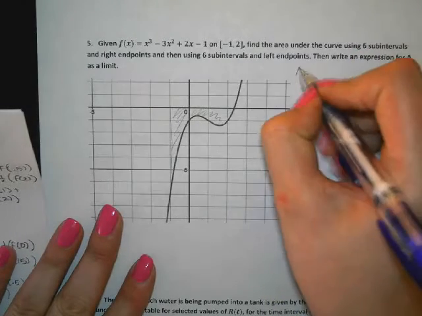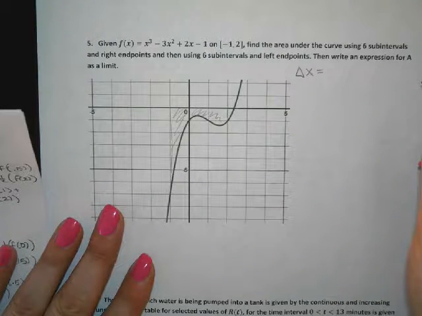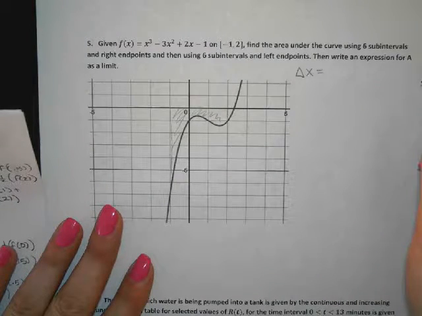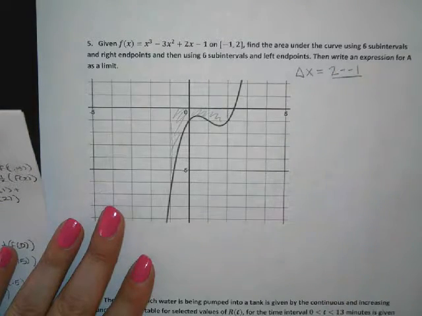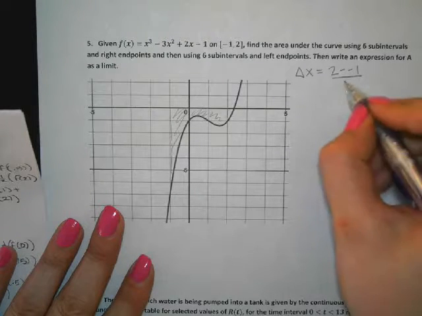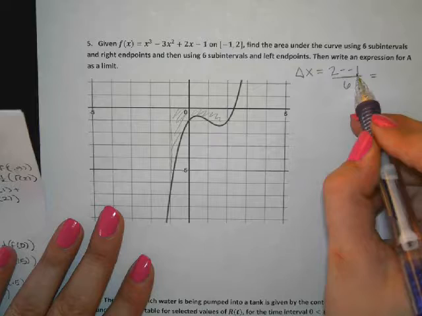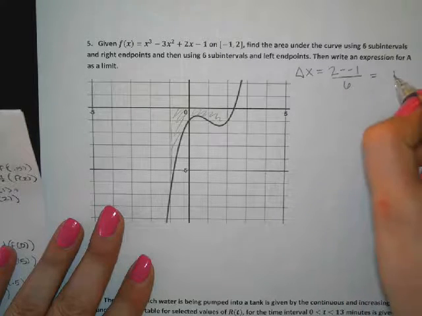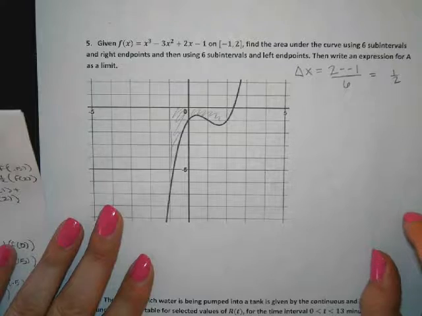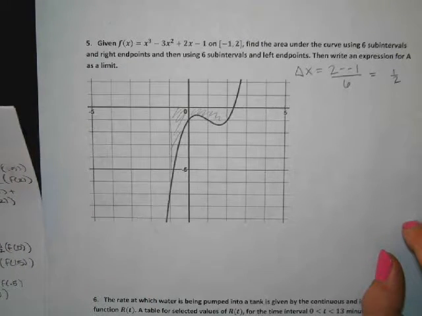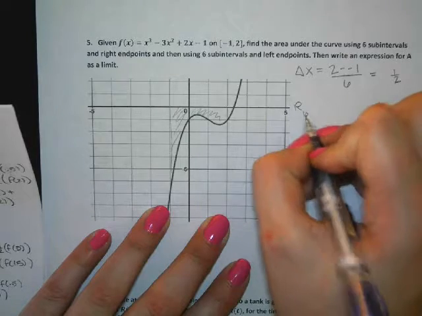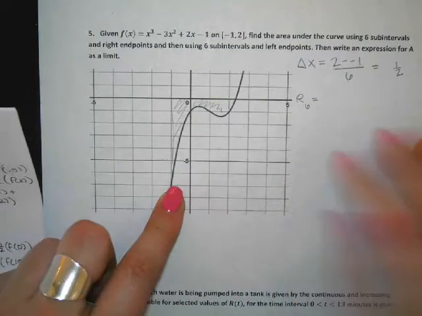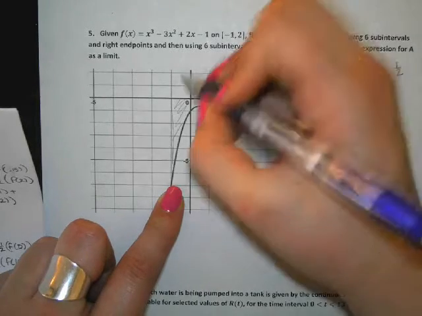So first thing, we're going to find our delta x. What is our delta x? 2 minus -1, which is 2 plus 1, divided by 6. So we have 3 divided by 6, 1/2. Okay. So we're going to do this problem twice. We're going to use right endpoints, and then we're going to do it again using left endpoints. So I'm going to say R sub 6 for 6 subintervals. Each of our intervals is a width of 1/2.